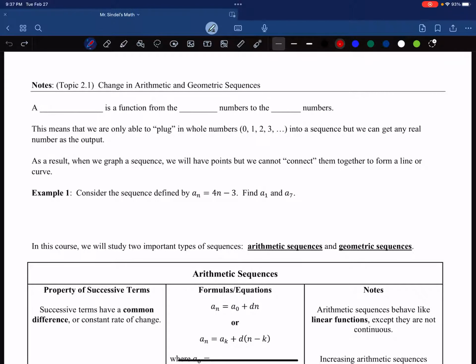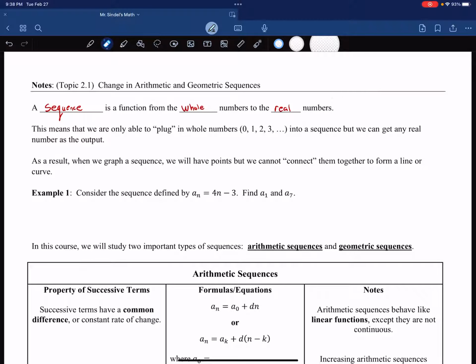So what is a sequence? A sequence is a function where you plug in whole numbers, and it outputs some sort of real number. So that means that you can plug in whole numbers into a sequence. For example, if I have a sequence of 3, 4, 5, I can say the first number is 3, the second number is 4, the third number is 5, but I can't say the first and a half number because there is no first and a half number.